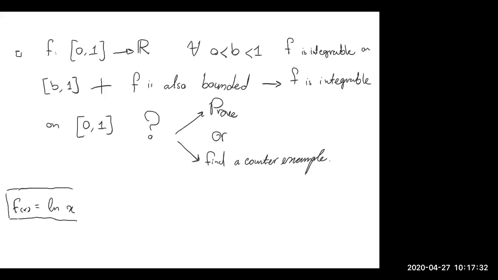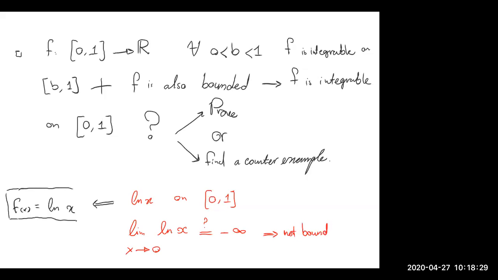Okay, so let's start with checking this example. First, there are two conditions. One is that f should be integrable on the interval from b to 1, and the other one is that f is bounded. First, let's see if ln of x is bounded on this interval. Well, of course, ln is not defined at 0. So if you want to define the function, you should just define it to have a value at 0. It doesn't matter. But is ln bounded on this interval? What is the limit of ln of x when x goes to 0? Negative infinity, yeah.